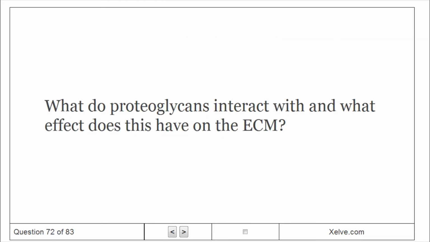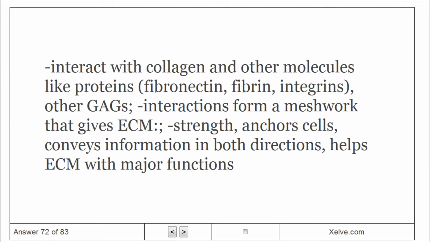What do proteoglycans interact with and what effect does this have on the ECM? They interact with collagen and other molecules like proteins, fibronectin, fibrin, integrins, and other GAGs. The interactions form a meshwork that gives the ECM strength, anchors cells, conveys information in both directions, and helps the ECM with its major functions.